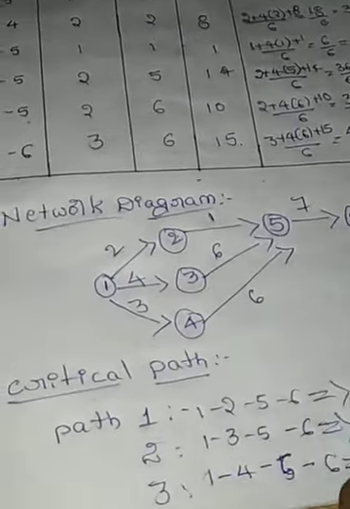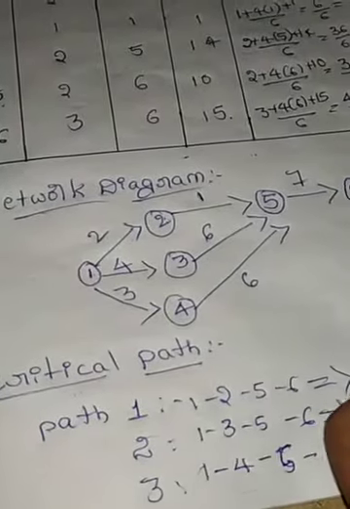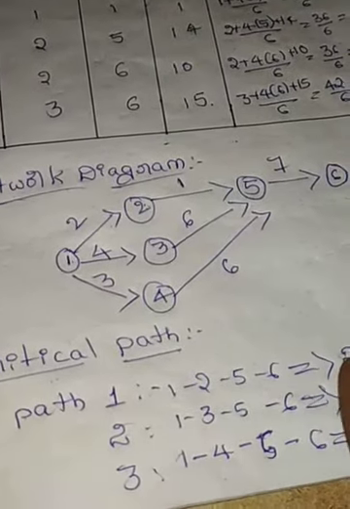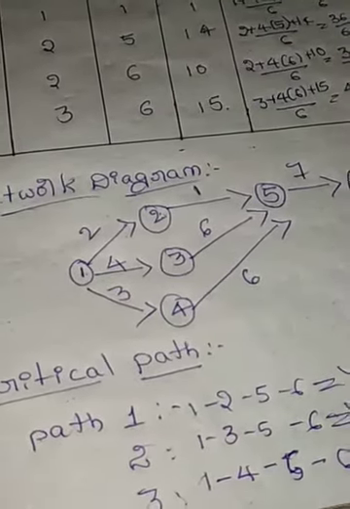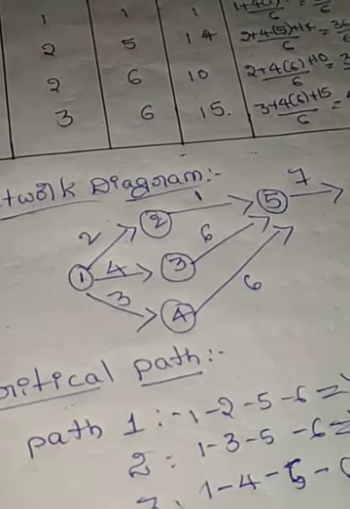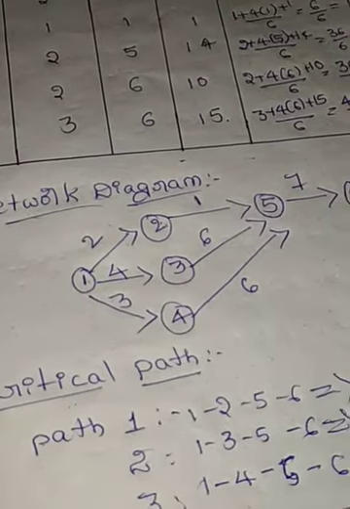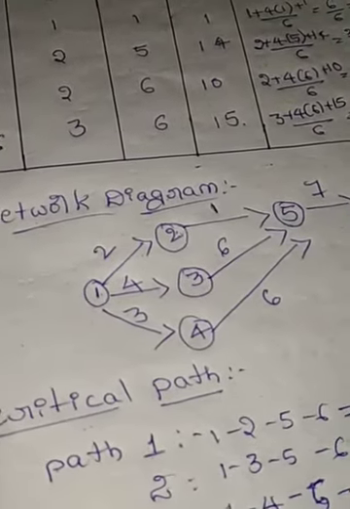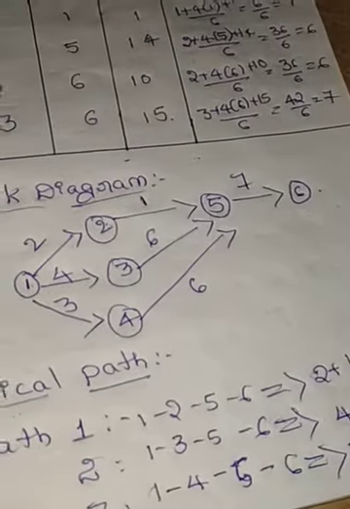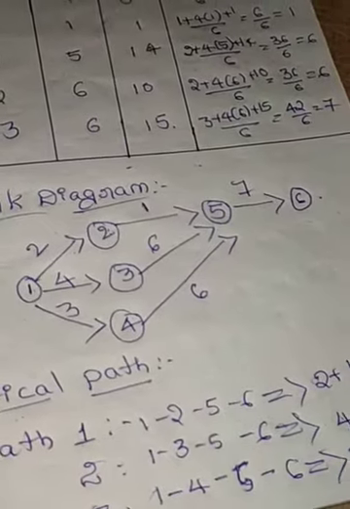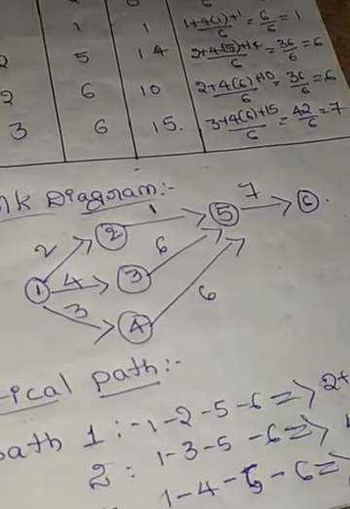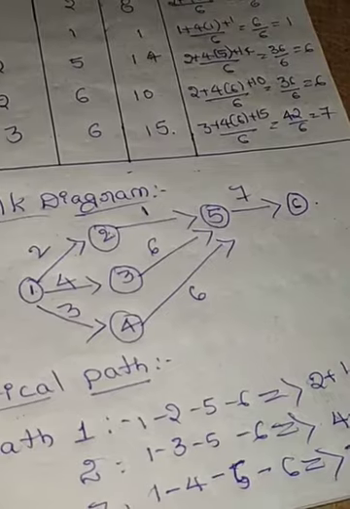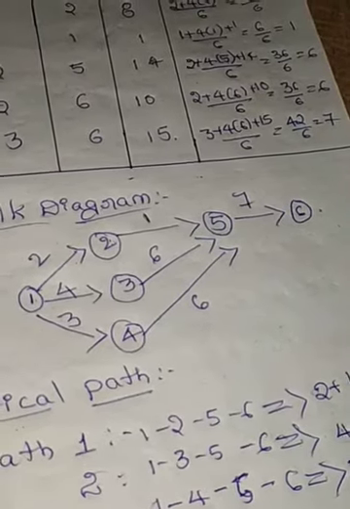Path 1: 1 to 2, 2 plus 1 plus 7, which is 10 days. Path 3: 4 plus 6 plus 7, which is 17, and path 2: 3 plus 6 plus 7, 9 plus 7, 16 days.